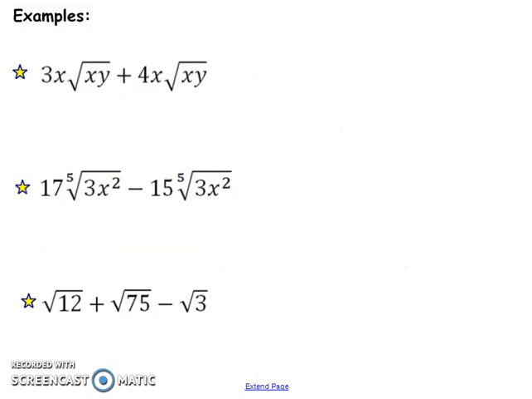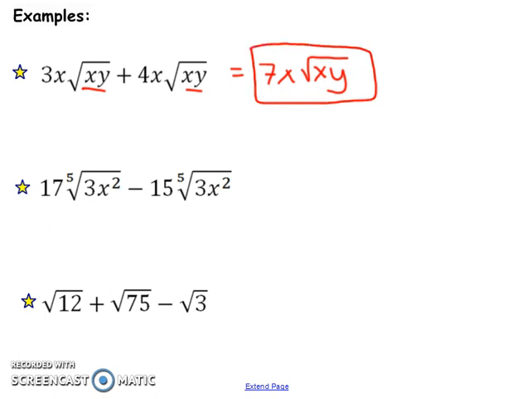Okay, so if we look at more of these, again, same radicand, so we're good. We're going to add 3x and 4x, so 7x, and then we have xy on the inside. Radicands stay the same. Okay, they're the same, so 17 minus 15 is going to give us 2, 5th root of 3x squared.